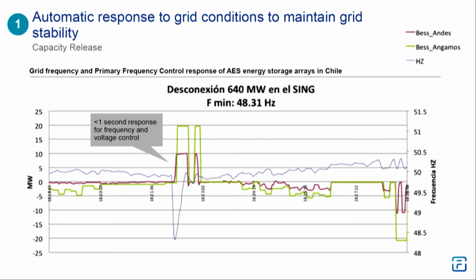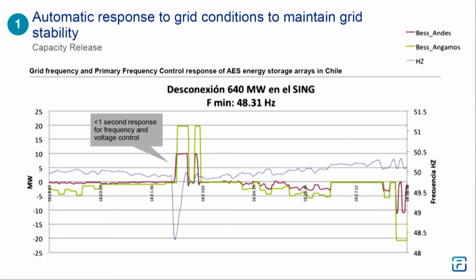You can use energy storage deployed at the right place in the network, essentially to address that contingency and free up some of that existing capacity. What you see on the page here is a real-world example of that application. This actually comes from Chile, a couple of storage systems owned by AES in the northern part of the country.